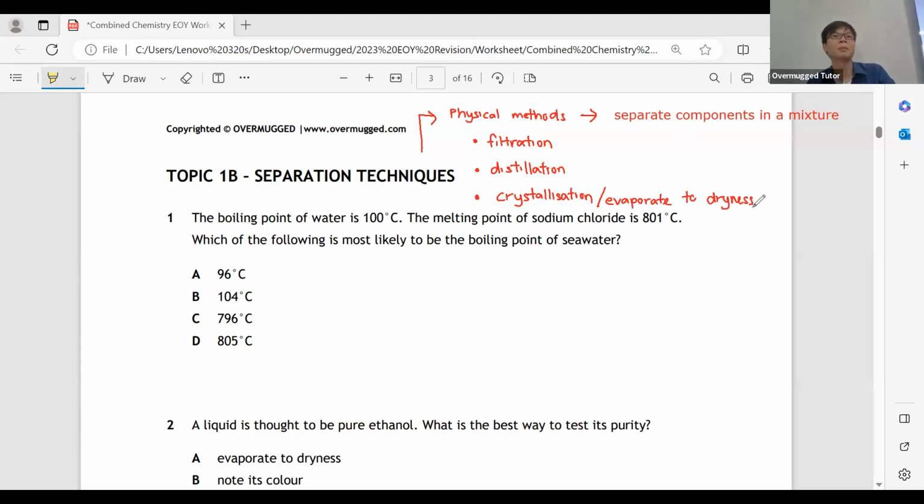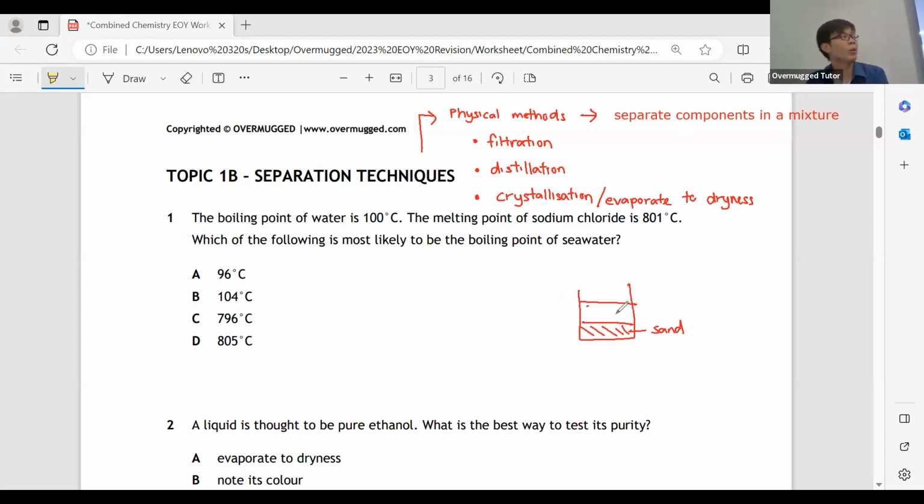Let's start with the simplest form of mixture. Imagine a mixture of sand and water. The sand will just settle at the bottom, the water will be at the top. They don't mix, there's no chemical bonds between them. They are just physically combined. That's what a mixture essentially is.